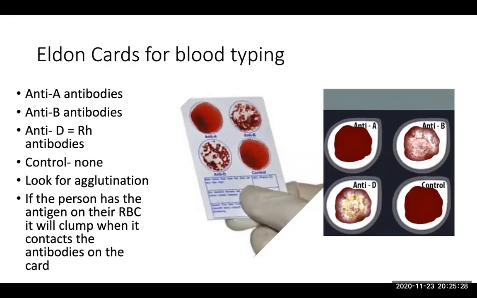So how do you blood type a person? The easiest way is to use an Eldon card. Antibodies are already on the circles. So you have anti-A, anti-B, and anti-D. The idea here is when you add a drop of the patient's blood to each of these circles, if the patient's blood has the antigen on their blood cell, it's going to react with the antibody on the paper and it will agglutinate. So you can see in this, the anti-A, there was no reaction. So this person does not have blood type A, but they did get agglutination on B. So they are blood type B.